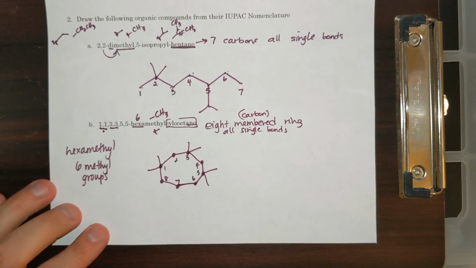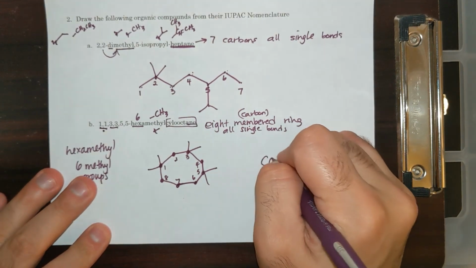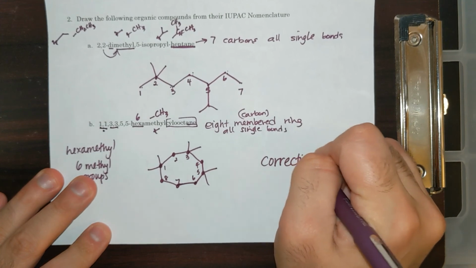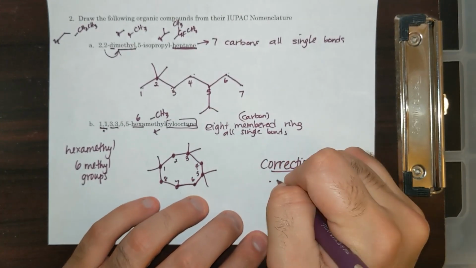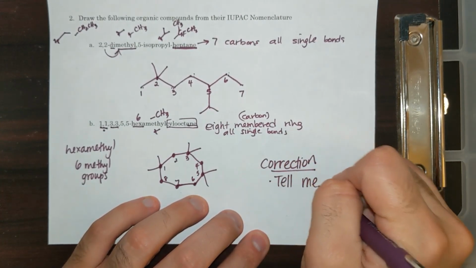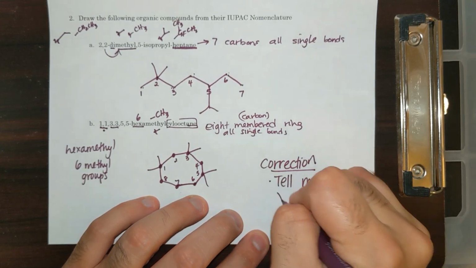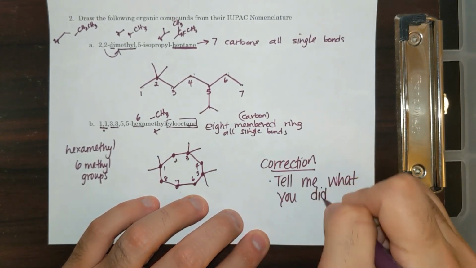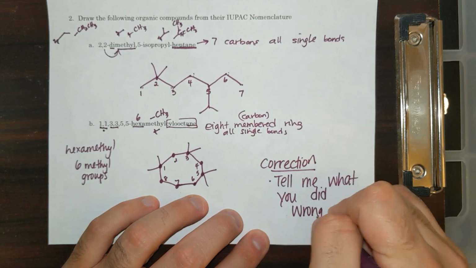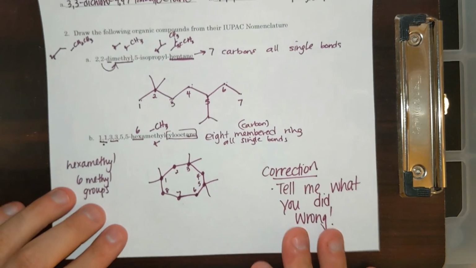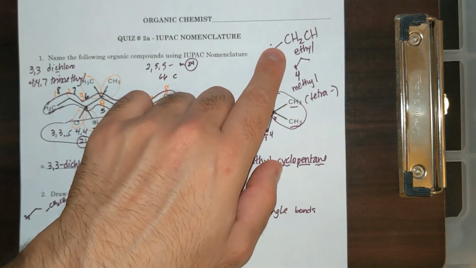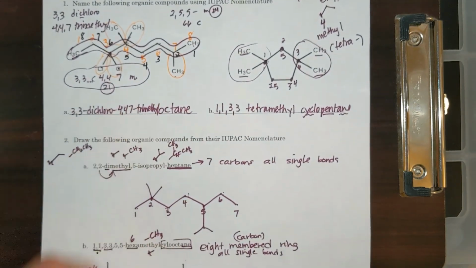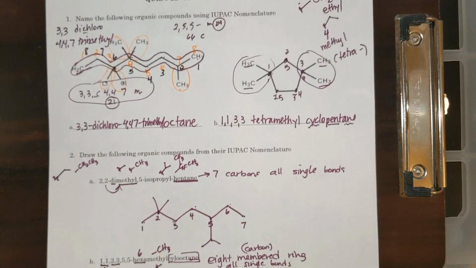All right. So use this video and any notes I took, make sure you copied that. And then also for your correction, you need to tell me what you did wrong. All right, so I mentioned some things. Some of you had used the wrong substituents. Some of you didn't find the right parent name. Make sure you do that when you do your correction.